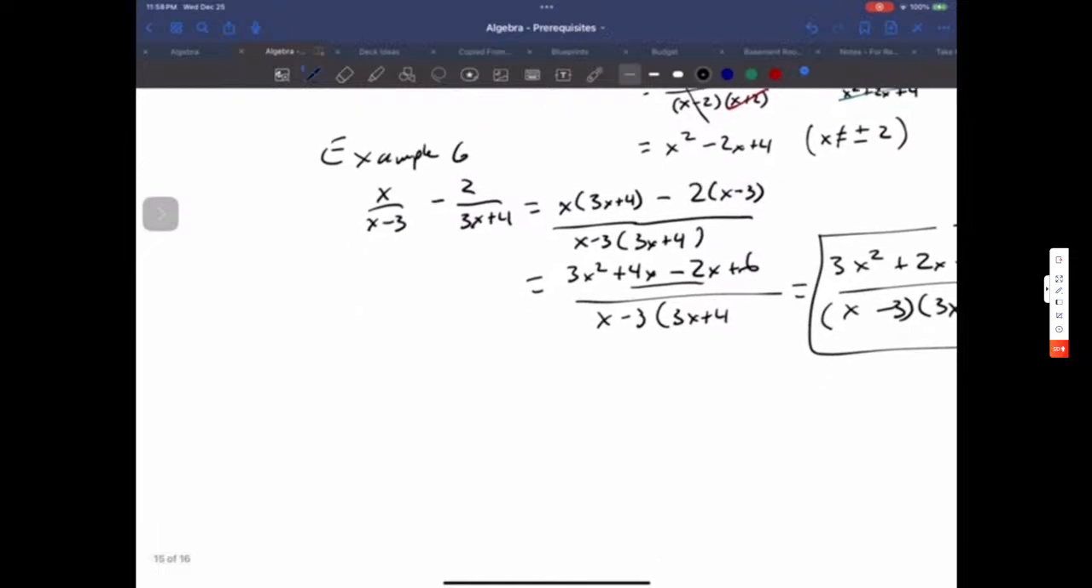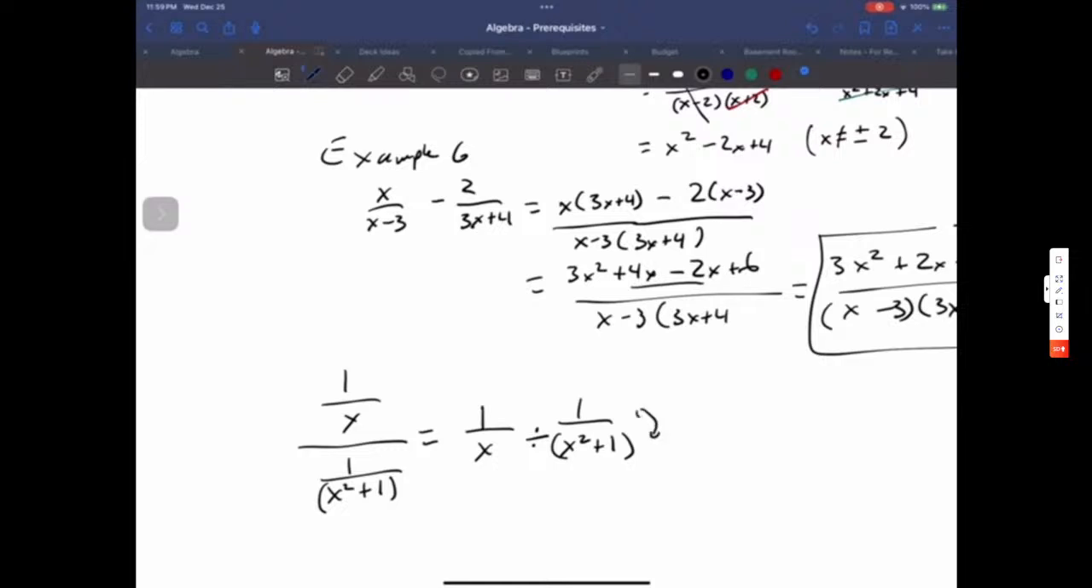Alright, then if you have a compound fraction like this, say 1 over x over 1 over x squared plus 1. There's an example, I'm not going to go through it. The thing is that this is the same as saying 1 over x divided by 1 over x squared plus 1. So it's the same as the example that we had before, where you would flip this guy and multiply.